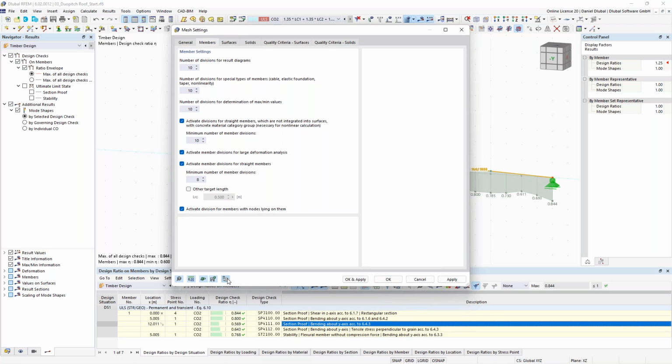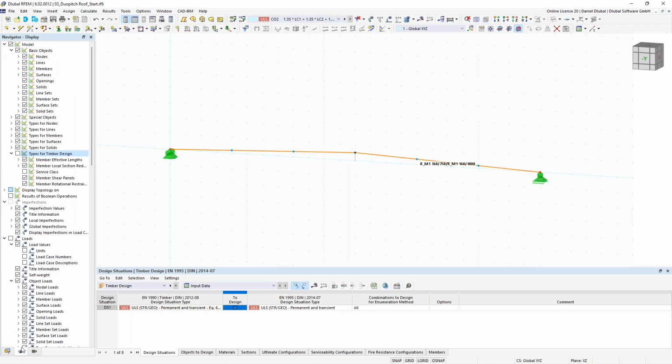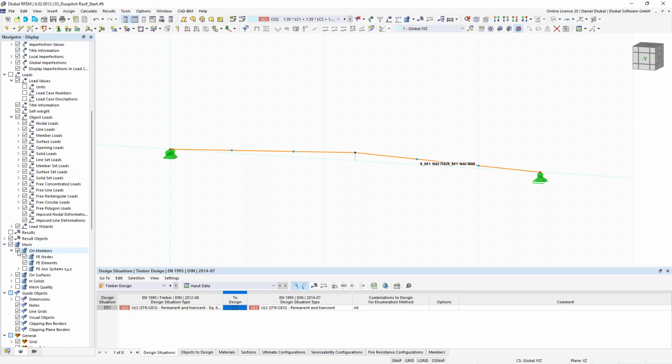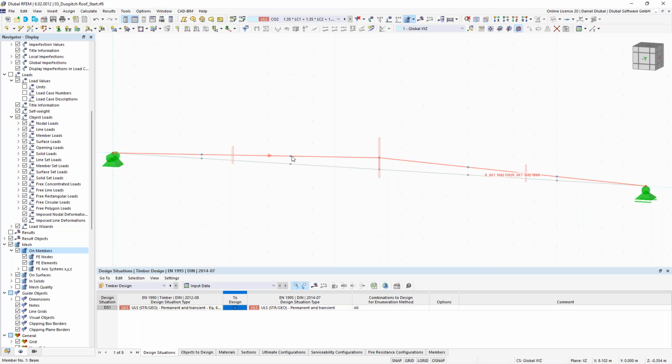So these are the default settings. And when I do some strange things like this, I decrease the number of divisions of the FE nodes for the member. You can also show the FE mesh on members. We have to generate it. Then you see it here, and it depends on the nodes on the member. If I wouldn't have them here, there would be fewer FE nodes.